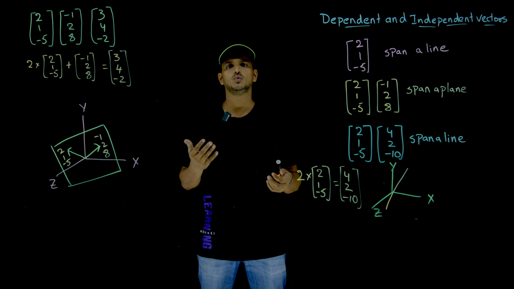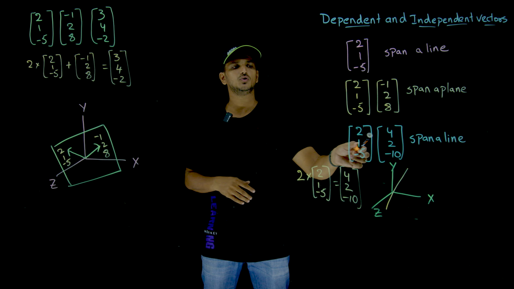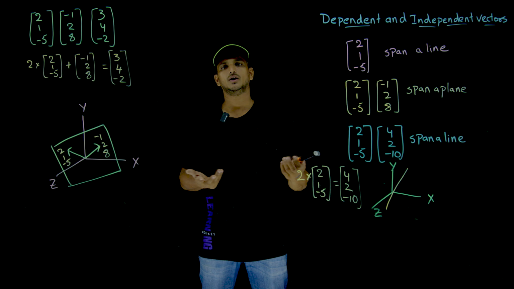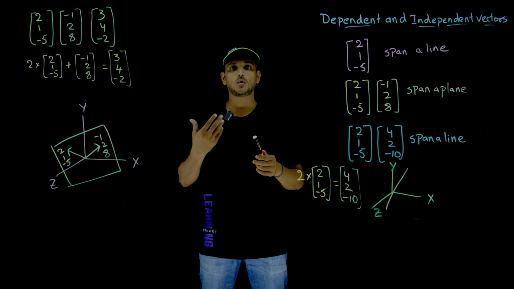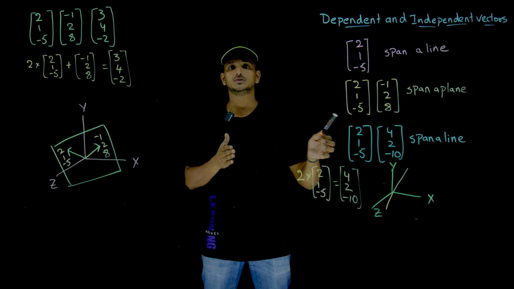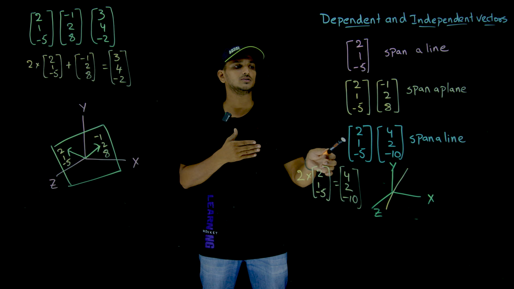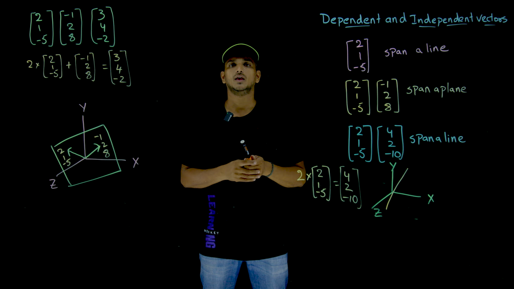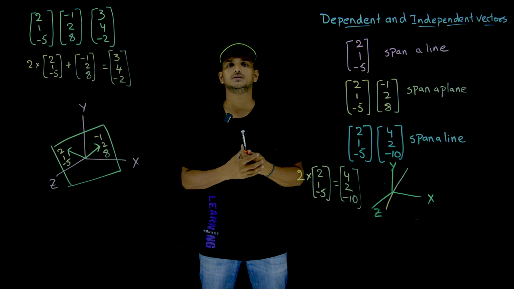Some people say that we can write it the other way also. If you take this vector, divide by 2, you are going to get this vector. So this is independent, this is dependent. Anyhow, it is the same. One is dependent, one is independent. So the point you need to understand, whenever you have a dependent vector, the space that you are able to span is reducing because it is not helping us in moving in another direction. If it is not helping, we are not able to span a space.